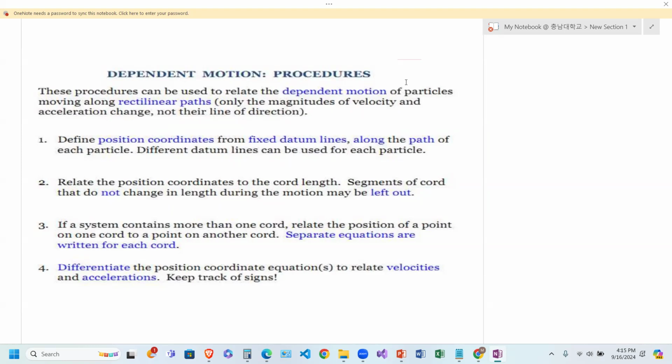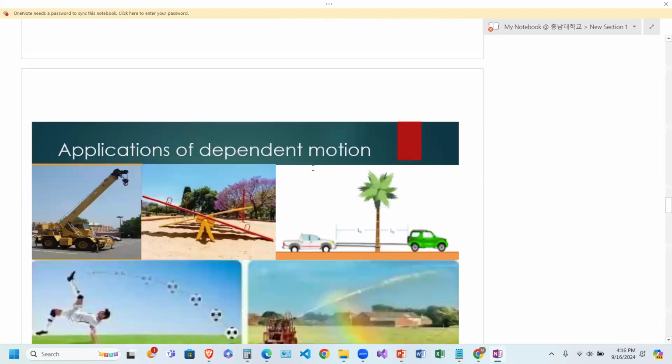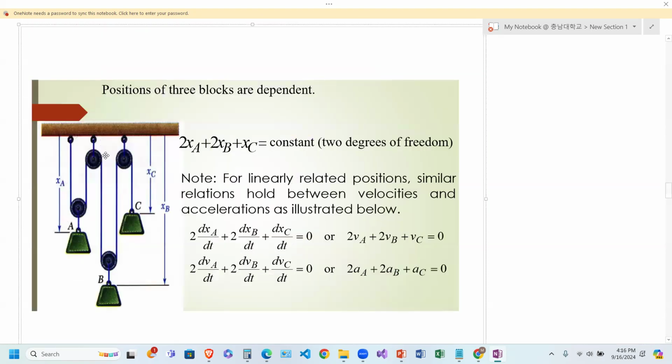Secondly, you're going to relate the position coordinates to the chord length. Look at the segments of the chord that do not change. For example, when I was showing you in the previous figure, I showed you that at this point, let me pick this. So at this point, this is constant. You realize that this is constant, and also this is constant.